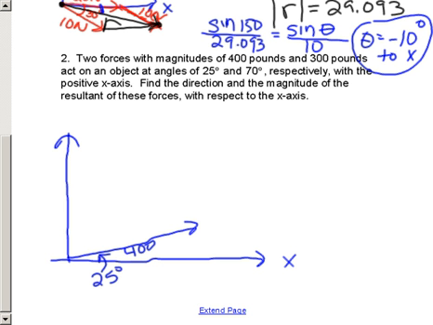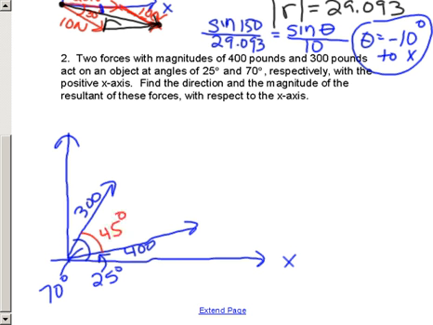And then the other one's 70 degrees, so maybe right here. And this whole thing is 70 degrees. So what's the angle between the vectors? Good. So this measure right here between the vectors is 45 degrees.